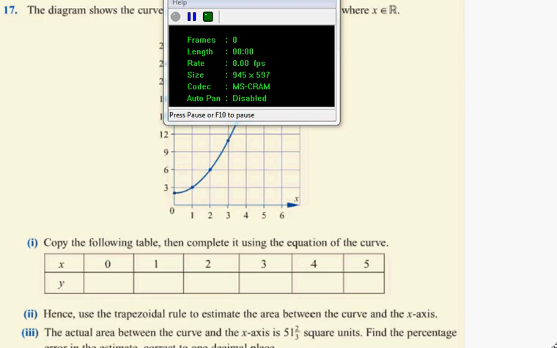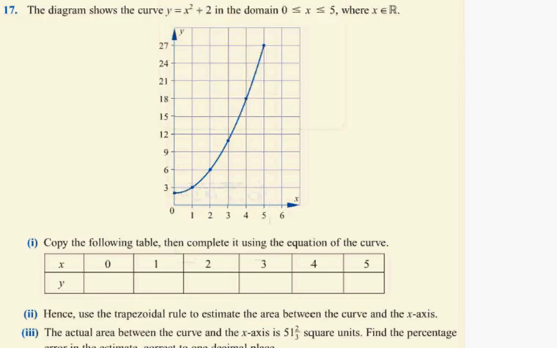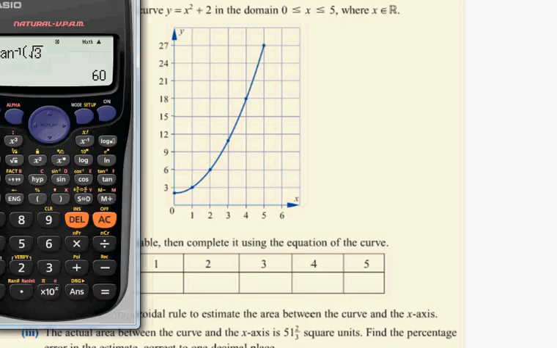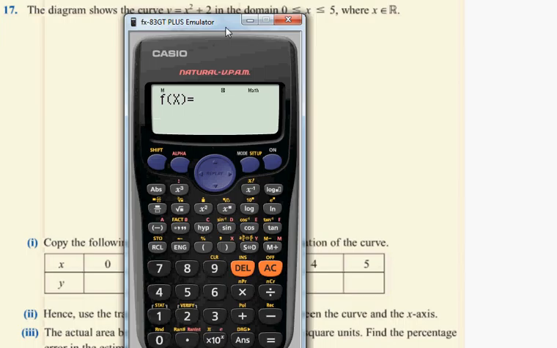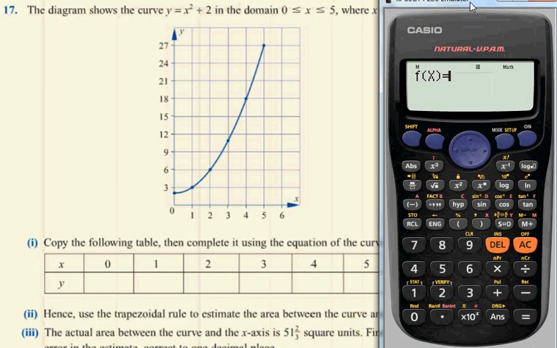Now, what we have here, guys, question 17. The diagram shows the curve y equals x squared plus 2 in the domain 0 less than x less than 5. Saviour of us is going to be the old calculator table function. Worth a lot of marks, just being able to press a couple of buttons.